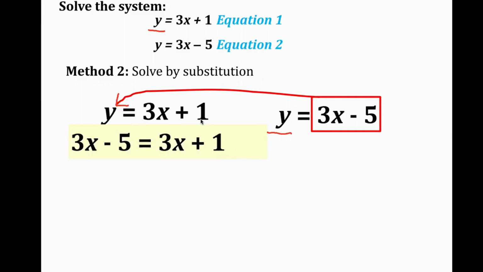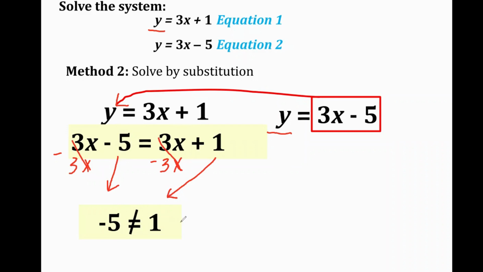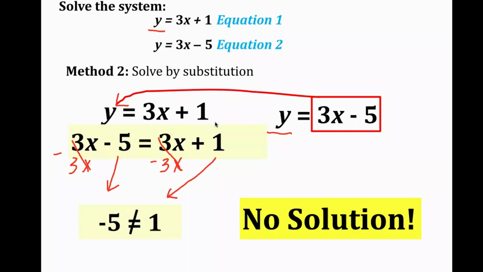First, I'm going to subtract 3x from both sides. And notice here that 3x actually cancels. So bringing down your remaining terms, you get negative 5 equals positive 1. Now whenever you have a statement like this where the numbers are just set to one another, you just have to evaluate whether it's true. We know that negative 5 does not equal positive 1, so this system has no solution.